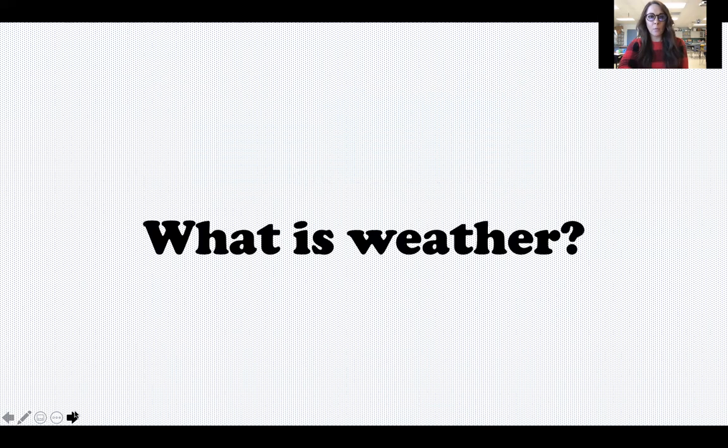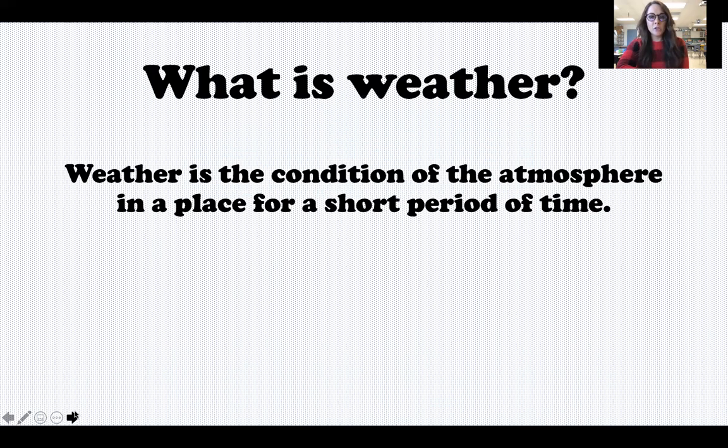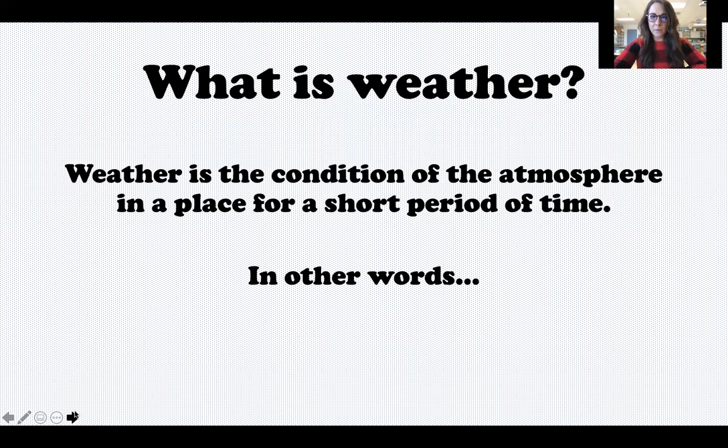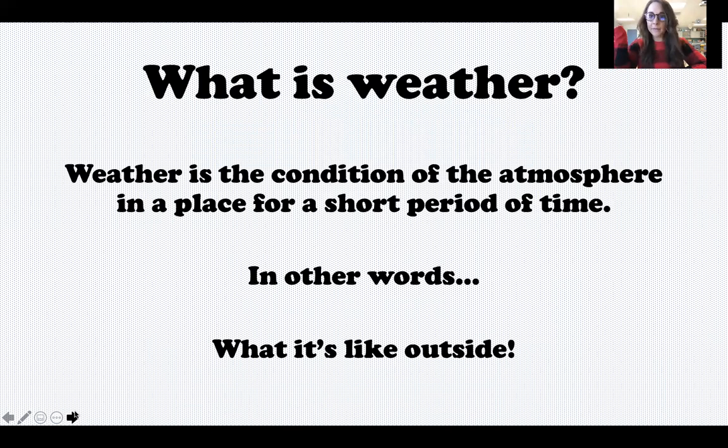Hopefully, you remember that weather is the condition of the atmosphere in a place for a short period of time. Remember that the Earth is surrounded by a layer of clouds and gases, and this is called the atmosphere. And everything that's happening up there is what controls or affects the weather down here on Earth. So basically, weather is just what it's like outside.